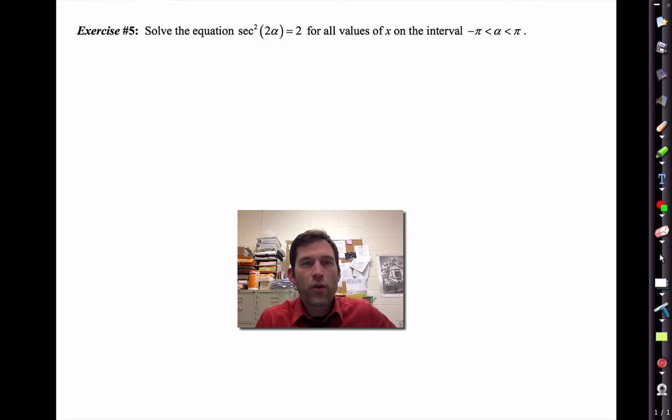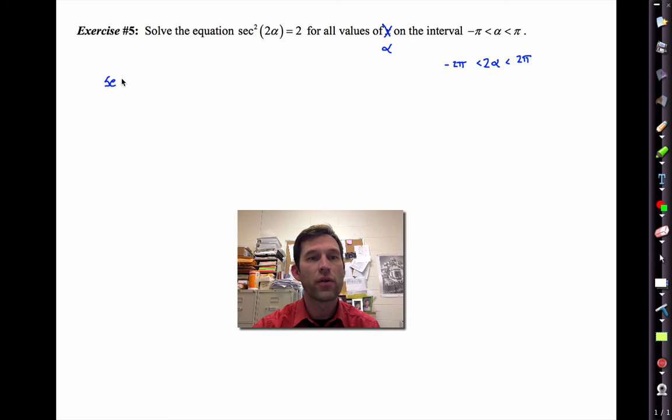Solve the equation secant squared of 2 alpha equals 2 for all values of x. Well, that's weird. Let's do all values of alpha on the interval -pi is less than or equal to alpha is less than pi. All right, well, first off, let's change this, right? We have -2 pi and +2 pi. Okay, so 2 trips around the unit circle, and boy, are we going to have a lot of solutions. And let's take a look at why.